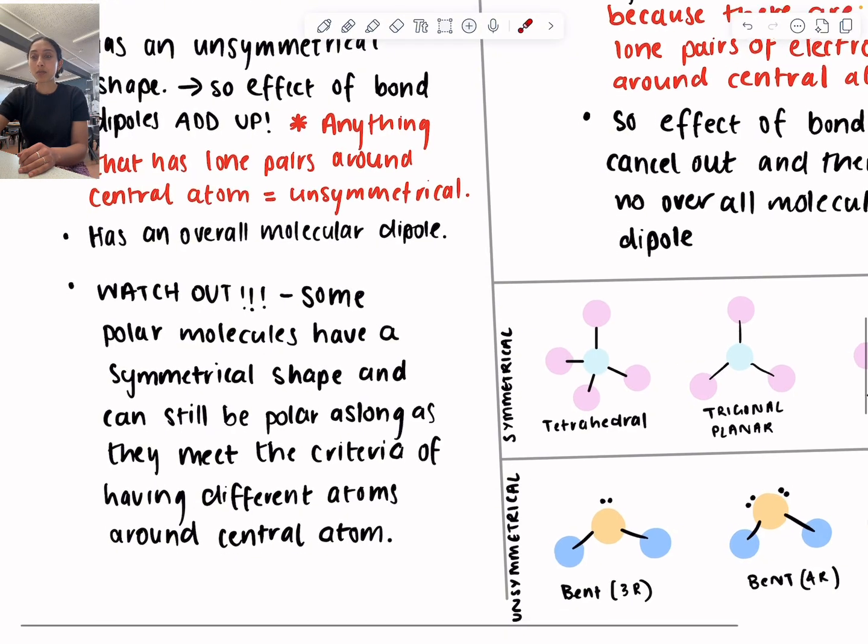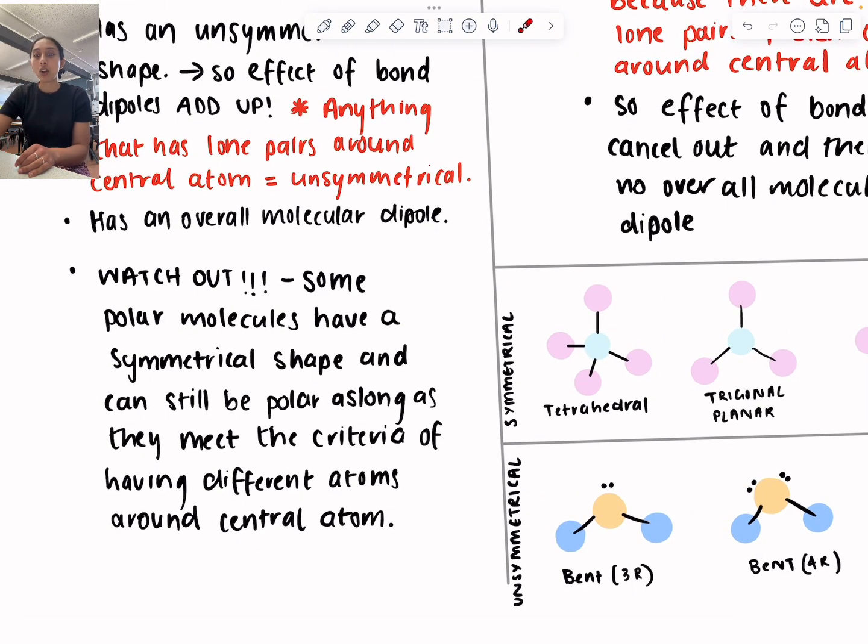Okay, so it still has to meet that criteria of having different atoms around the central atom. You cannot find a polar molecule that is symmetrical and has the same atoms around the central atom. So that is something to really keep in mind. What are symmetrical shapes though?